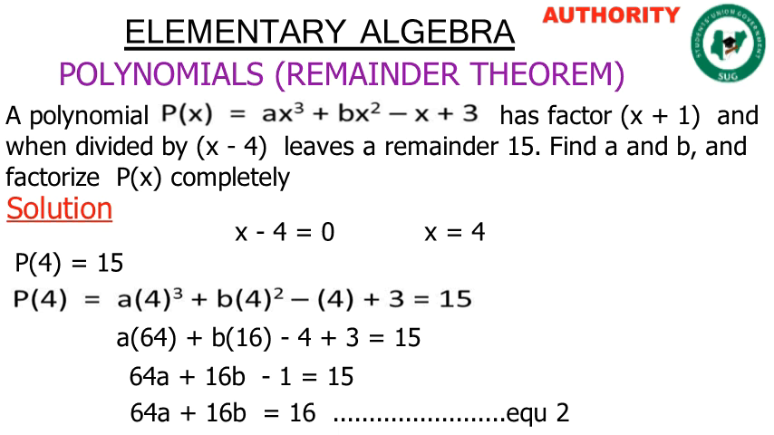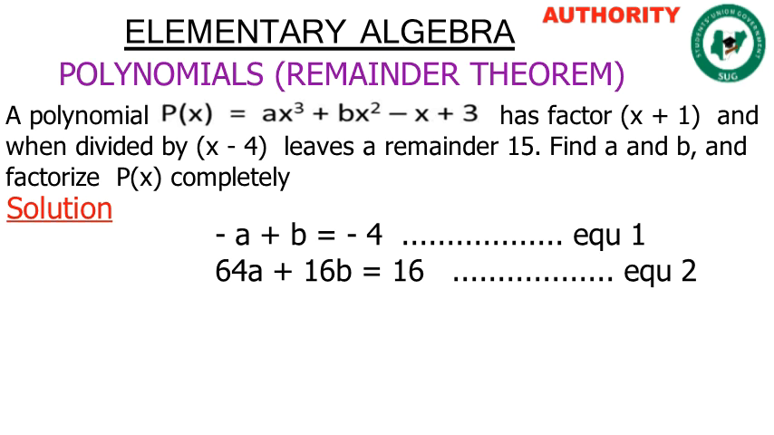Okay, so we have 64a plus 16b is equal to 15 plus 1. We take 1 to the other side to be 15 plus 1. So 15 plus 1 is equal to 16. So we are having 64a plus 16b is equal to 16. Alright? So let's call this equation 2. 64a plus 16b is equal to 16. Equation 2.